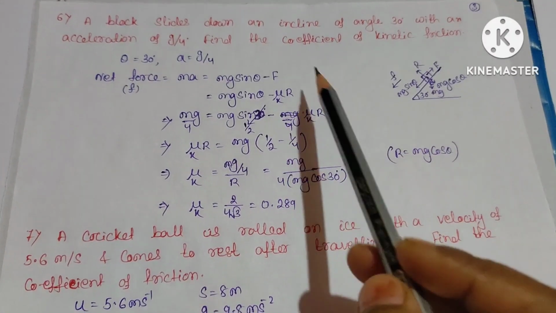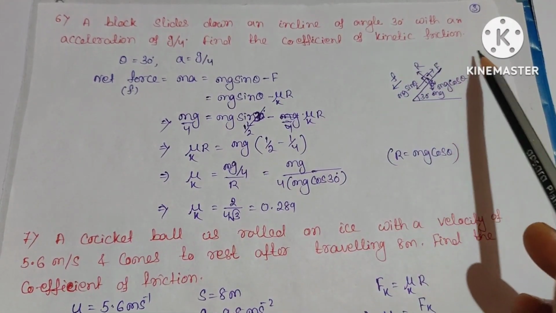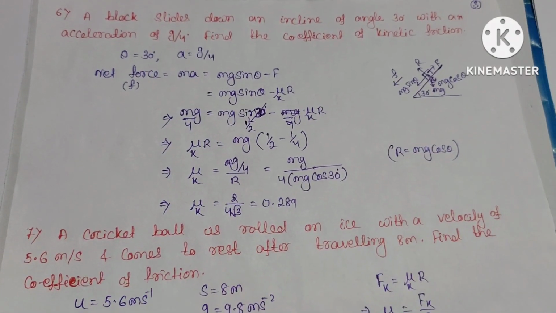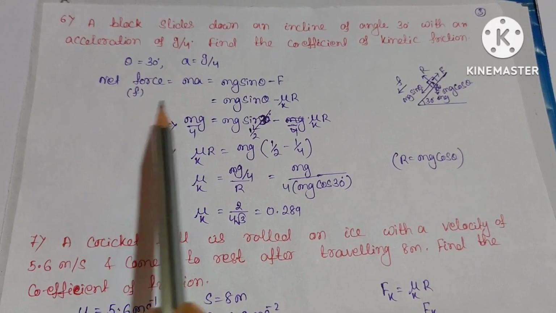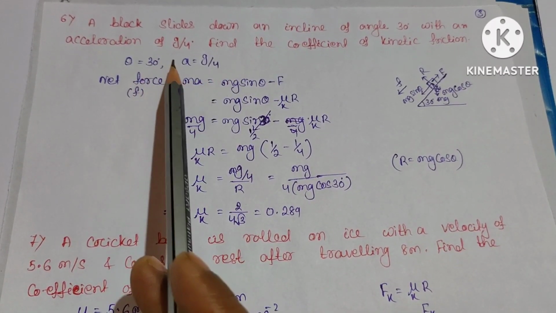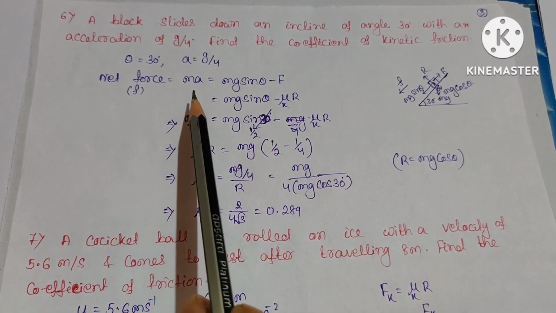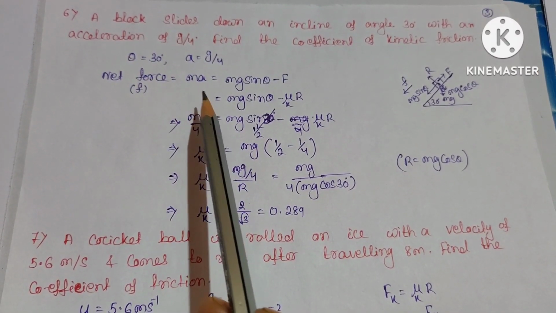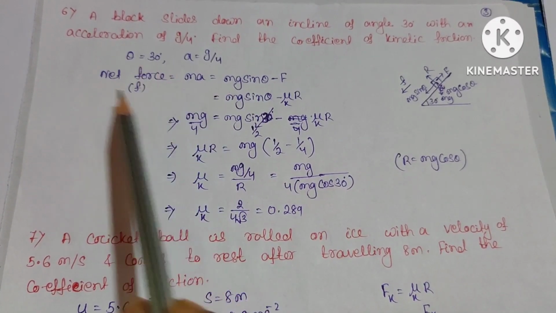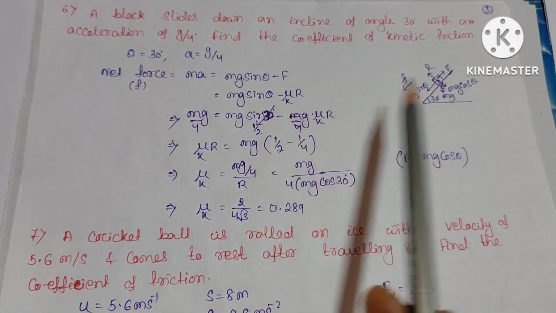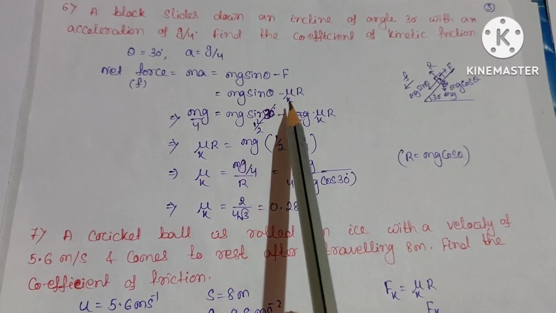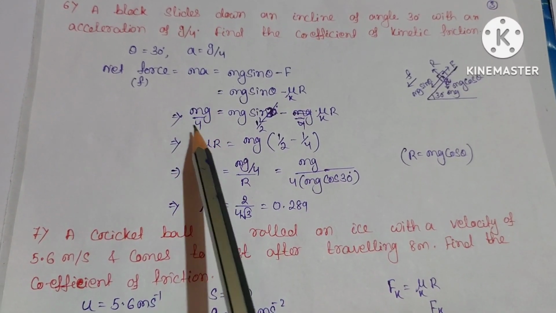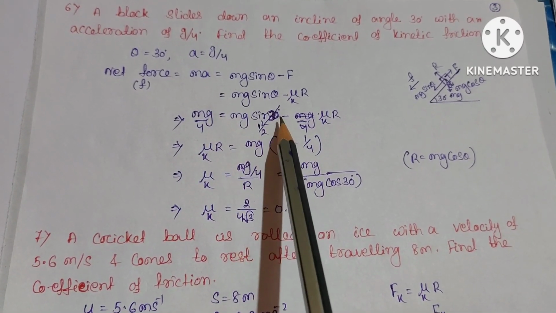The next question is, a block slides down an incline of angle 30 degree with an acceleration of g by 4. Find the coefficient of kinetic friction. Here θ equals 30 degree and the acceleration is g by 4. The net force is mass into acceleration, since it is sliding down. The net force will be mg sin θ minus the kinetic friction Fk, or μk R. So you can write mg by 4 equals mg sin 30 degree minus μk R.